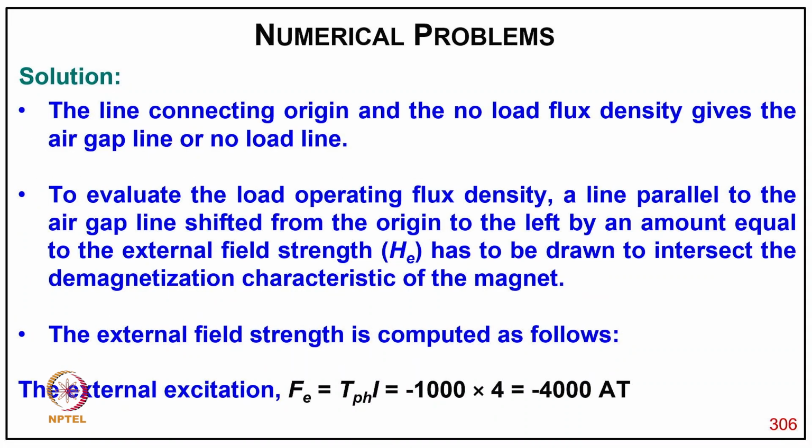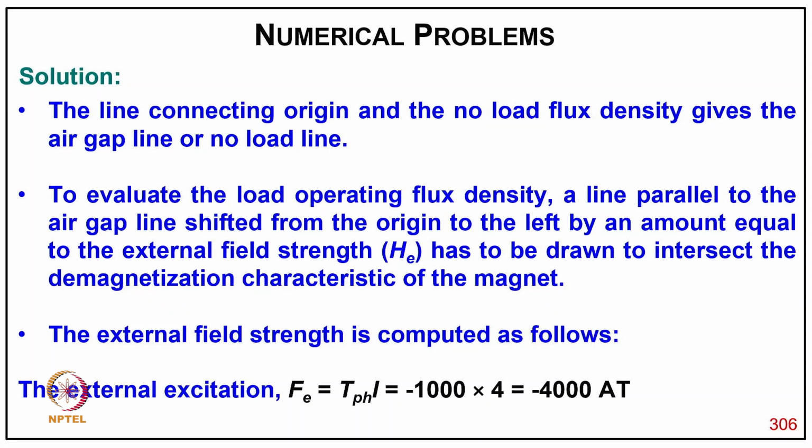1.0643 Tesla. The line connecting the origin and the no load flux density gives the air gap line or no load line. To evaluate the load operating flux density, a line parallel to the air gap line, shifted from the origin to the left by an amount equal to the external field strength Hg, has to be drawn to intersect the demagnetization characteristic of the magnet, and the external field strength is computed as follows.